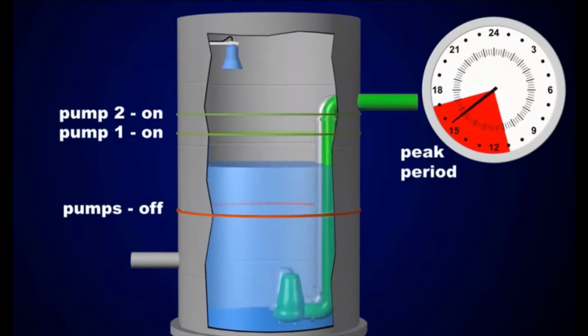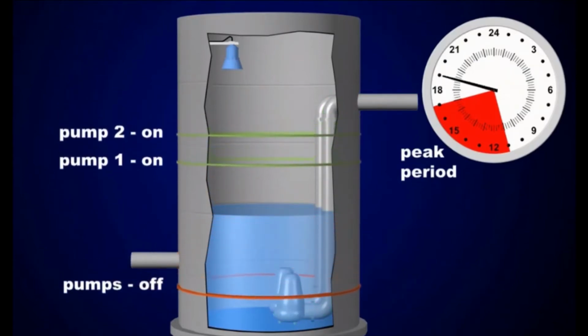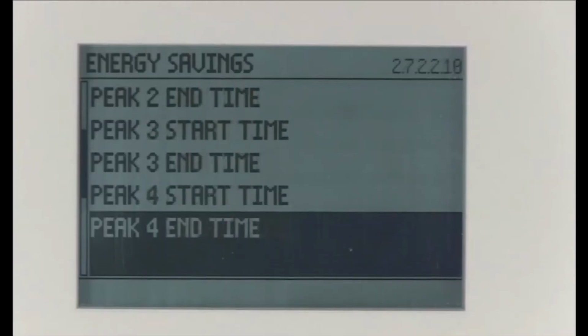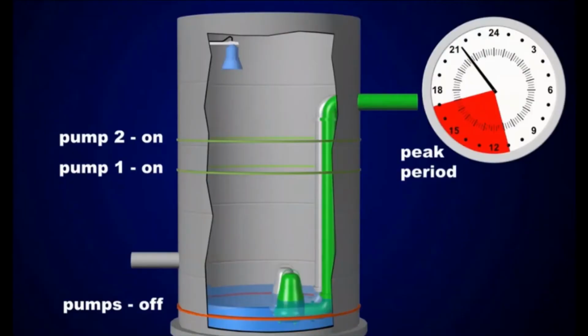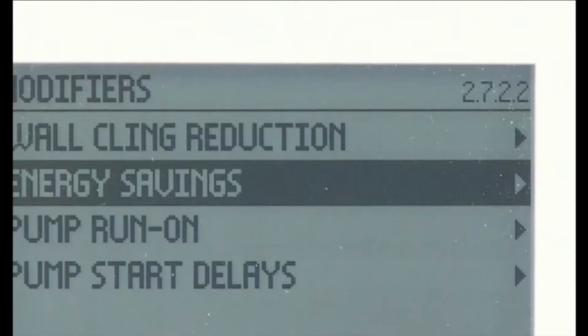During this peak tariff period, the pump runtimes will be shorter, and less energy will be consumed. When the peak period ends, the pump set points return to the normal off-peak settings. The SITRANS LT500 can have up to 5 different peak time intervals, so even when the peak chart goes from this to this, the SITRANS LT500 can still save money.